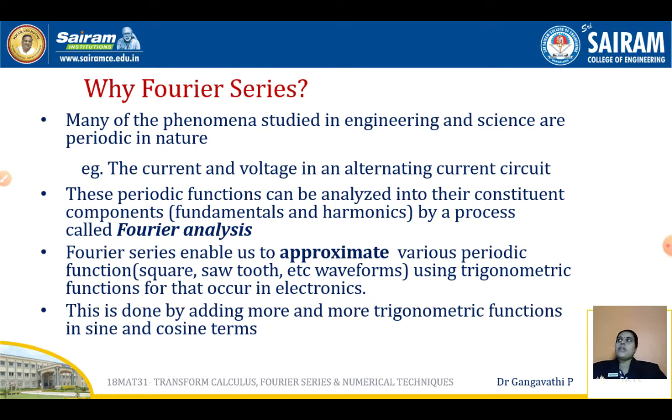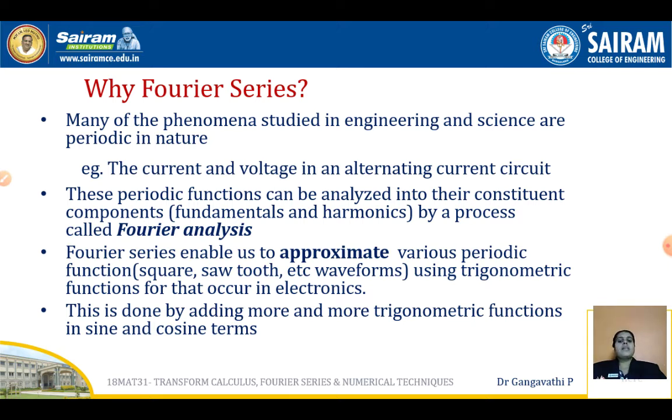These periodic functions can be analyzed into their constituent components like fundamentals and harmonics by a process called Fourier analysis. The Fourier series is mainly used in engineering and science problems which are periodic in nature. A periodic function can be analyzed into its constituent components like fundamentals and harmonics. How do we do this? The process of finding the fundamentals and the harmonics is called Fourier analysis.